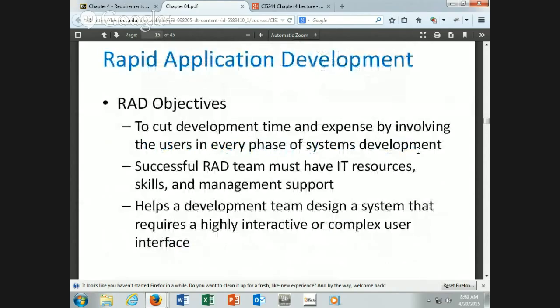Cut development time and expense by involving the users in every phase of the development. A successful RAD team must have IT resources. Do you think? I mean, why did that local coupon company fail? Because they had no one in IT. They were trying to design an IT system without anybody from IT on the team.